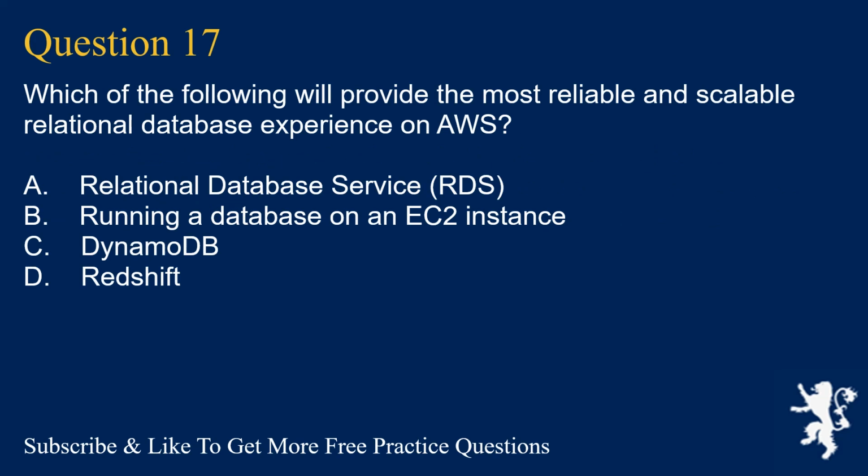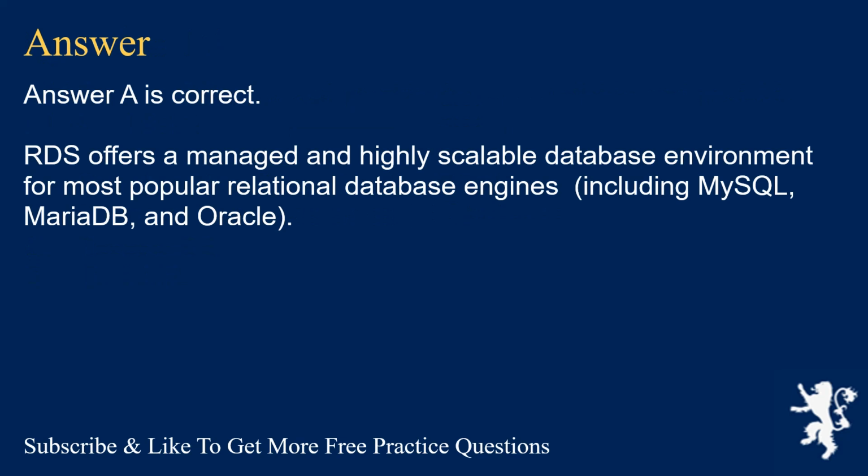Question 17. Which of the following will provide the most reliable and scalable relational database experience on AWS? A. Relational Database Service, RDS. B. Running a database on an EC2 instance. C. DynamoDB. D. Redshift. Answer A is correct. RDS offers a managed and highly scalable database environment for most popular relational database engines, including MySQL, MariaDB, and Oracle.